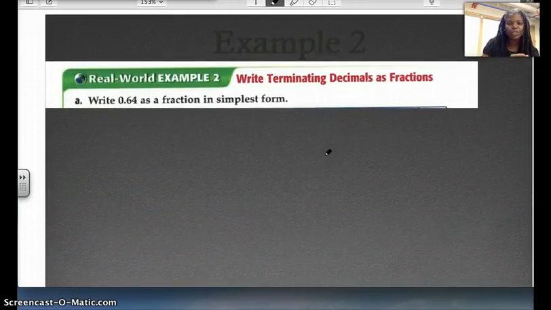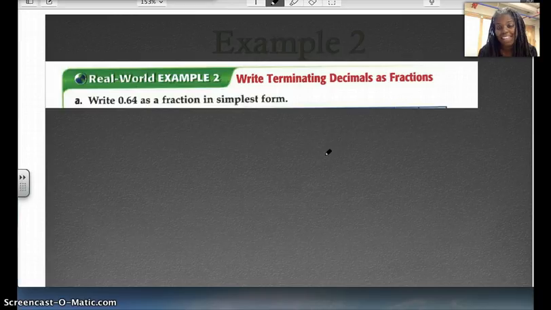Here in example 2, we're going to write a terminating decimal as a fraction. So this is something that you should have done. I am going to talk about it in the way that I do it. If you have another way, I'm sure it's just as logical and just as good, but I'm going to talk about it this way because I think it's going to work every time, everywhere, okay?